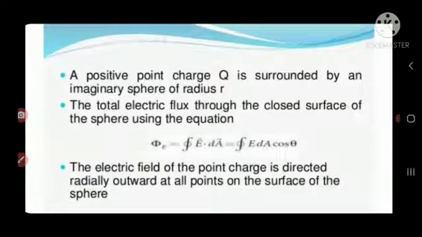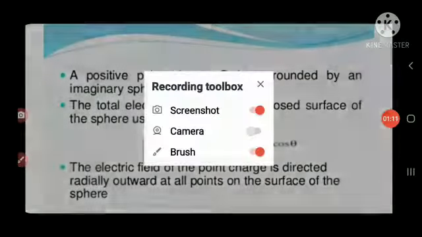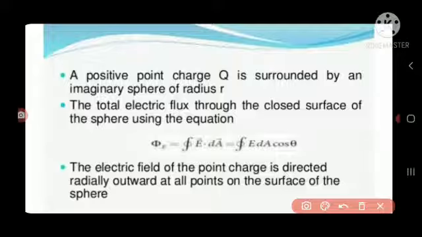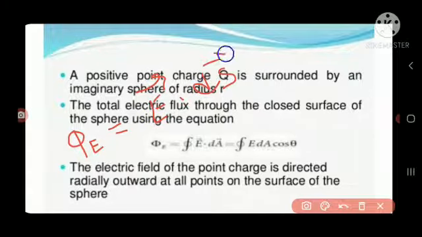So, before discussing the Gauss theorem, we have to know about the electric flux. Electric flux means what? The total number of electric field lines passing through an area. That is called electric flux. It is denoted by phi E. So phi E is equal to E dot ds. E stands for the electric field and ds stands for the area.